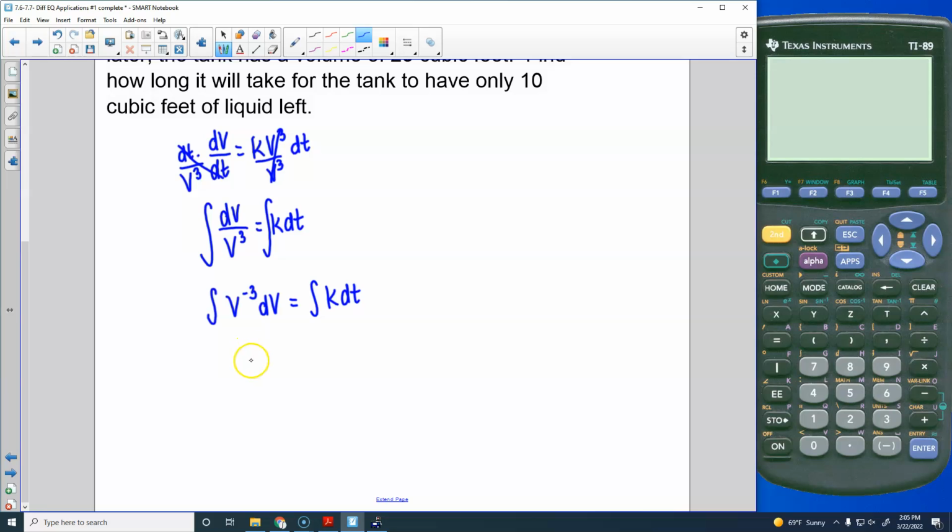So with that power rule, Alfredo, what will we get when we integrate this? Daniel, let's quit heckling the class today, okay? I'm innocent. Negative 1/2. Not V squared, negative 2. And then on the other side, Alfredo, what are we going to get?